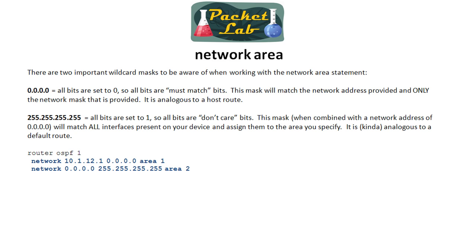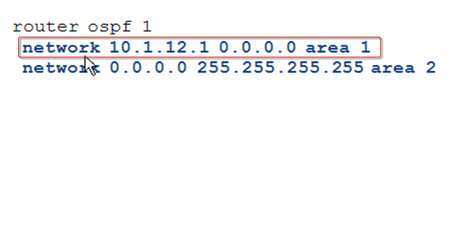And with wildcard bits, anything that's a 0 is a must-match bit. So basically this is saying that you have to match all of the bits that are specified in the network portion. It's actually easier to show you an example. Network 10.1.12.1 quad zeros area 1. What this is saying is all 4 of these octets are important, all these bits are important, so it's going to match only on that IP address 10.1.12.1 and assign it to area 1. It won't match any other IP addresses. So this is analogous to a host route.